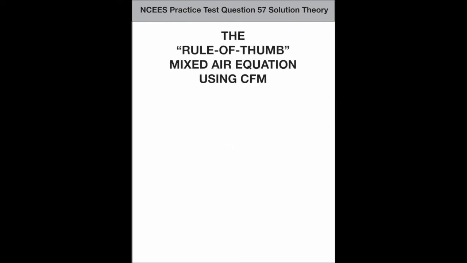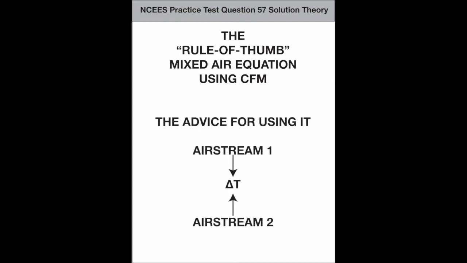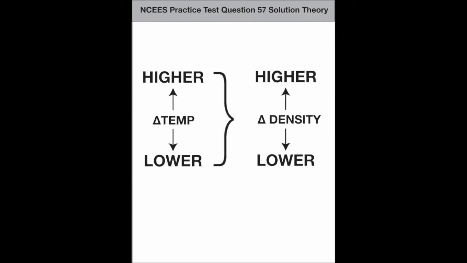There's a relatively common rule of thumb equation that can approximate conditions for mixing air, which uses CFM instead of mass. The advice given for using CFM to calculate mixed air temperatures is that the two streams which are mixing must not be too different in their temperatures. How different can they be and still work? There's no objective standard. The further apart the two temperatures are, the further off the result of the calculation will be. This is because density of air is different at different temperatures. Radically different temperatures means radically different masses.